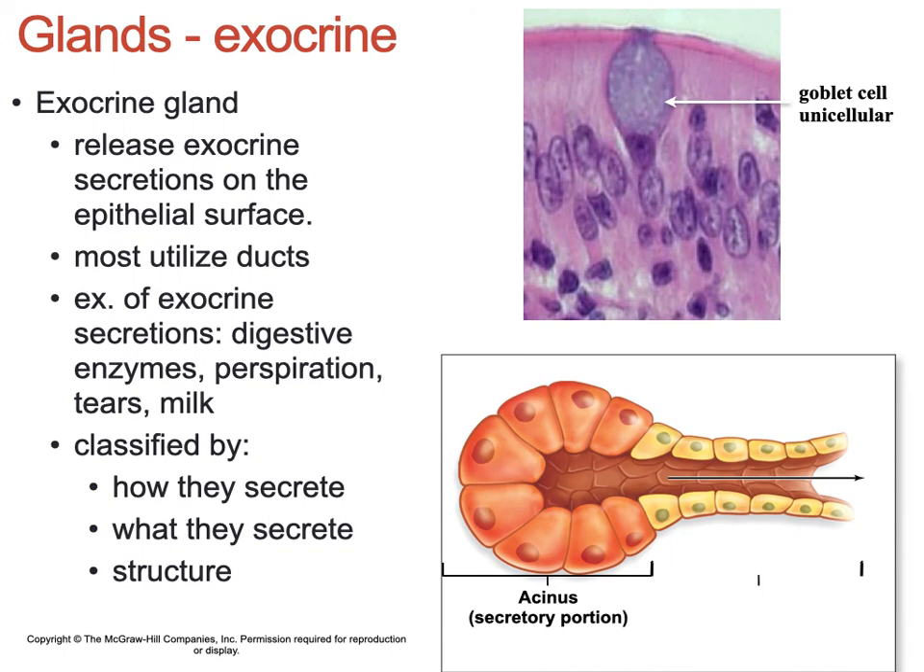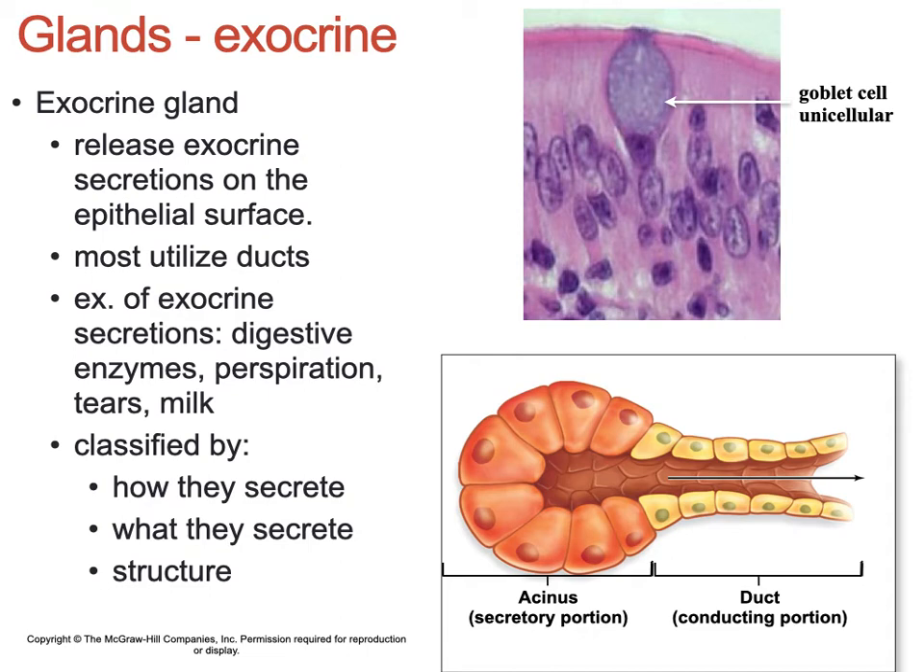All right, so exocrine glands are glands which produce secretions which are discharged onto an epithelial surface. Most exocrine gland secretions reach the surface through a tubular duct, which empties onto the skin surface or onto an epithelium that lines an internal passageway. Examples of exocrine secretions are enzymes that enter the digestive tract, perspiration on the skin, tears in the eyes, and milk produced by mammary glands.